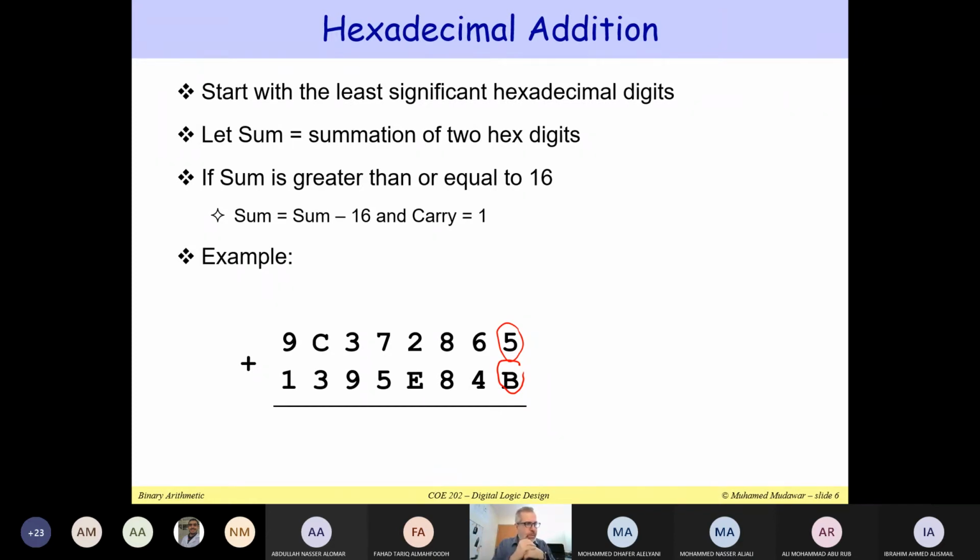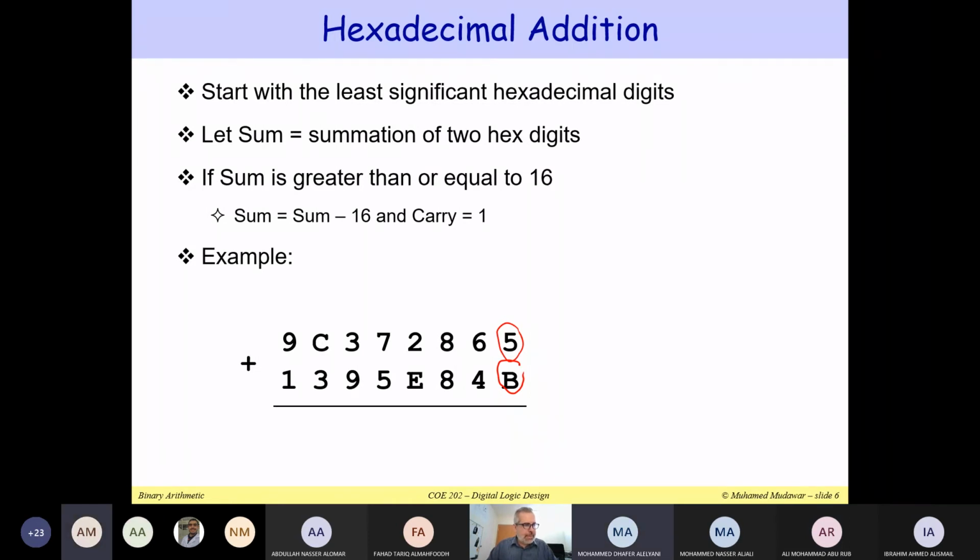I can convert them to binary. I can do the addition in binary, but I would like to do it in hexadecimal. These numbers actually are large. So these are 32-bit numbers. Let us start by adding 5 plus b. What is actually 5 plus b? What is b? 11. So what is 11 plus 5?